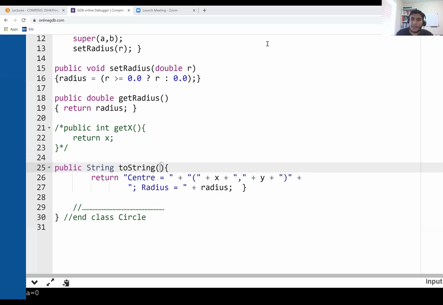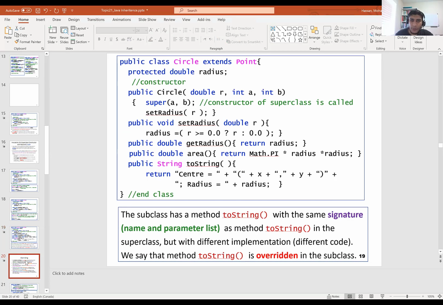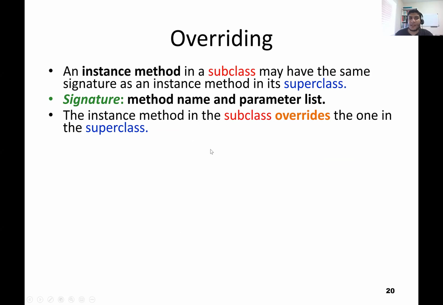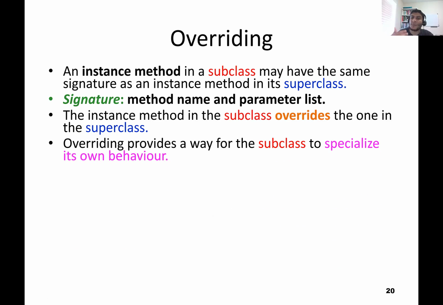I hope this clarifies if you have any confusion. So here, it just states what we said exactly. A method overriding an instance method in a subclass has exactly the same signature as the one in the parent class. And signature means the same name and parameter list. And then it overrides the one at the superclass, which means it takes priority over it.